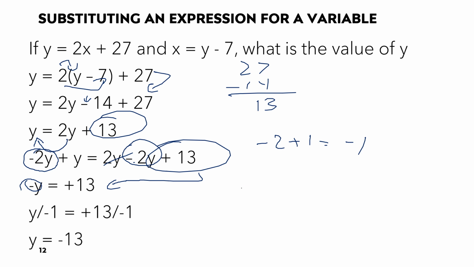And remember, that's a negative 1y, which is why we divide both sides by negative 1. So we're dividing by negative 1 here and here. A positive divided by a negative is a negative. So our answer is y is equal to negative 13.